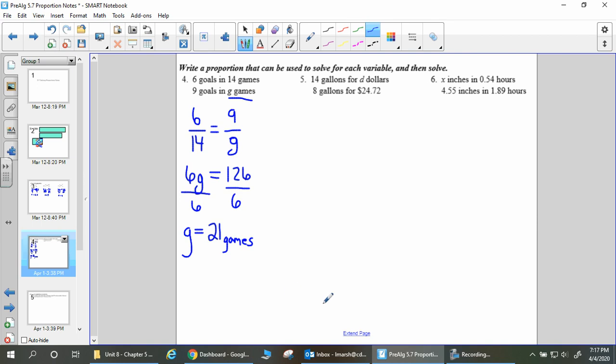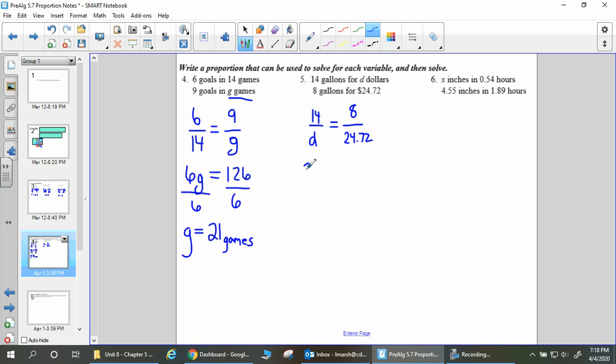So if I take that same approach over here to number 5, I've got 14 gallons costing D dollars. Okay, notice where that letter is going to change. Just do what it says. 8 gallons for $24.72. Also notice with these, we are going to have decimals to work with. Just make sure if you're using your calculator, you're typing things carefully.